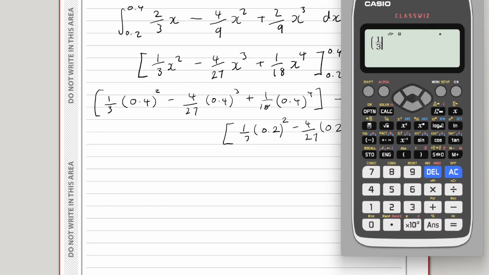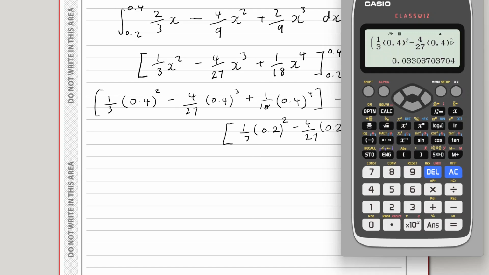So 1/3 times 0.4 squared minus 4/27, 0.4 cubed plus 1/18, 0.4 to the power of 4. Close that first bracket, take away, open the second big bracket. 1/3 times 0.2 squared minus 4/27 times 0.2 cubed plus 1/18 times 0.2 to the power of 4 and close the big bracket.